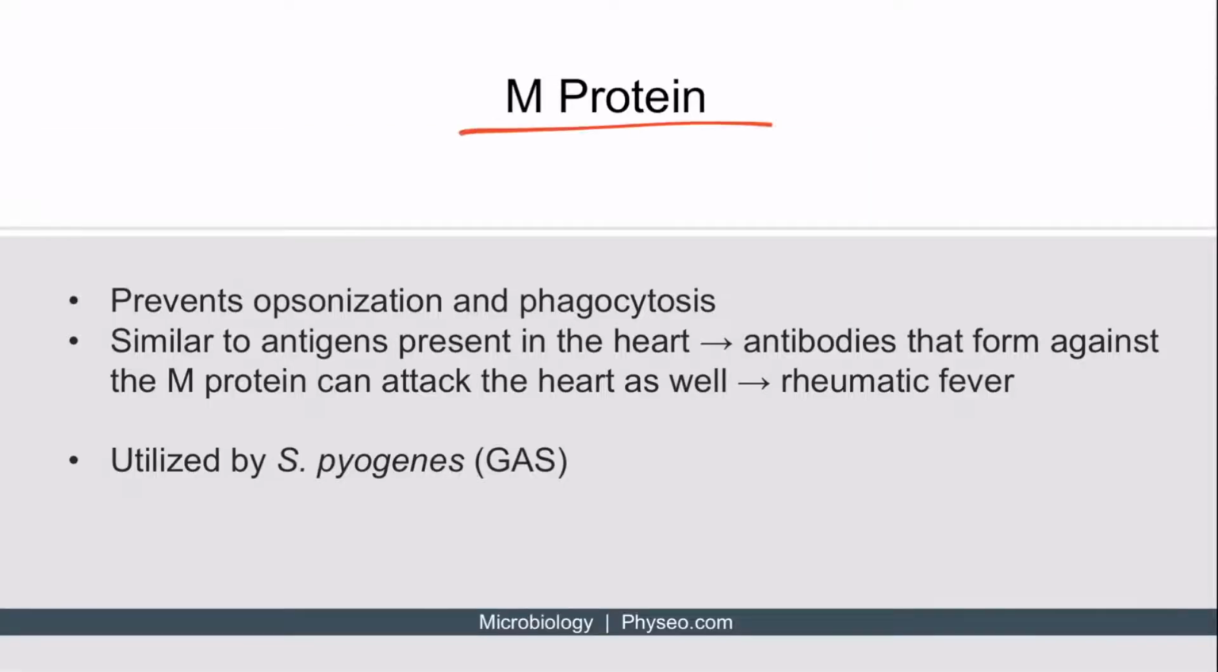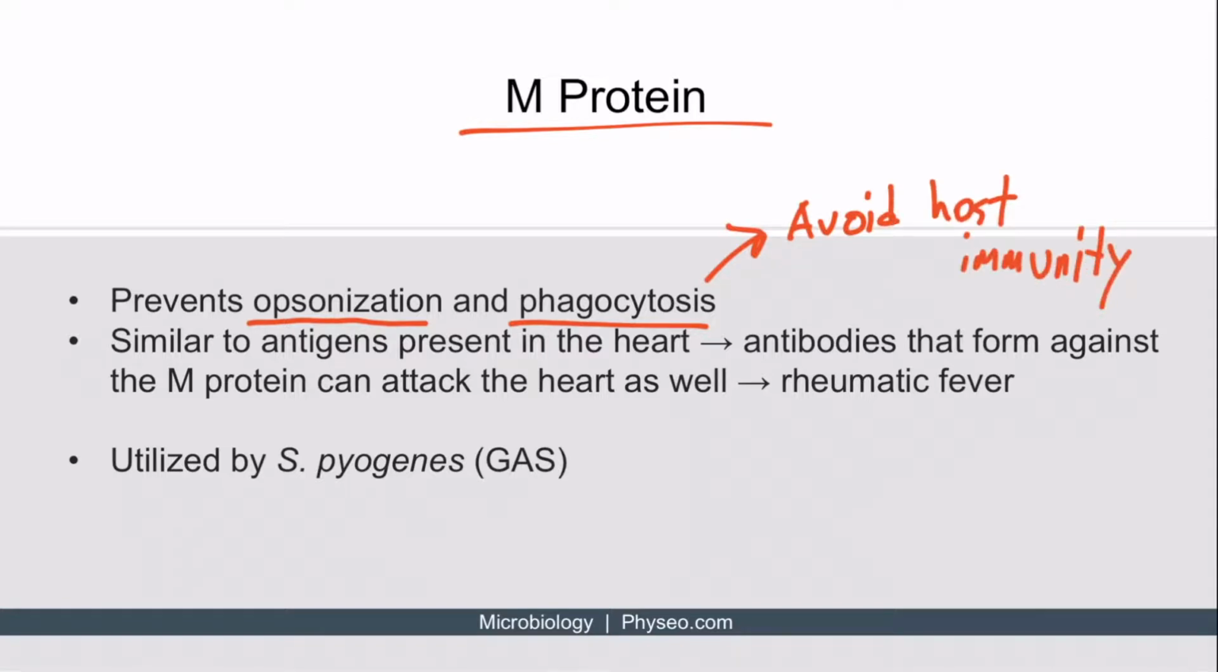M protein is considered a virulence factor because it prevents opsonization and phagocytosis. In other words, the M protein is considered a virulence factor because it allows the organism, the bacteria, to avoid immune defenses. Now, an interesting thing to know about the M protein is that it's similar to the antigens that you have in the heart.